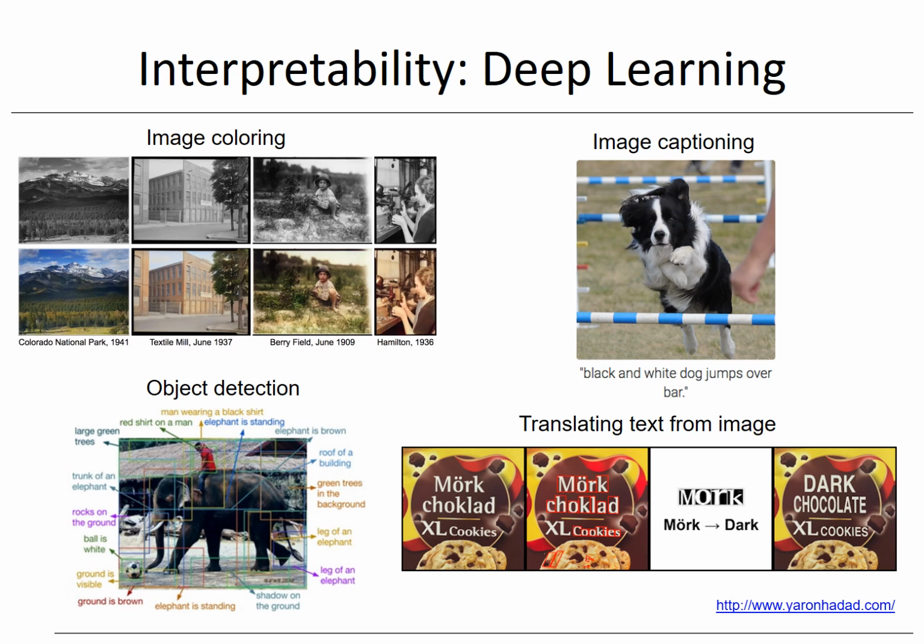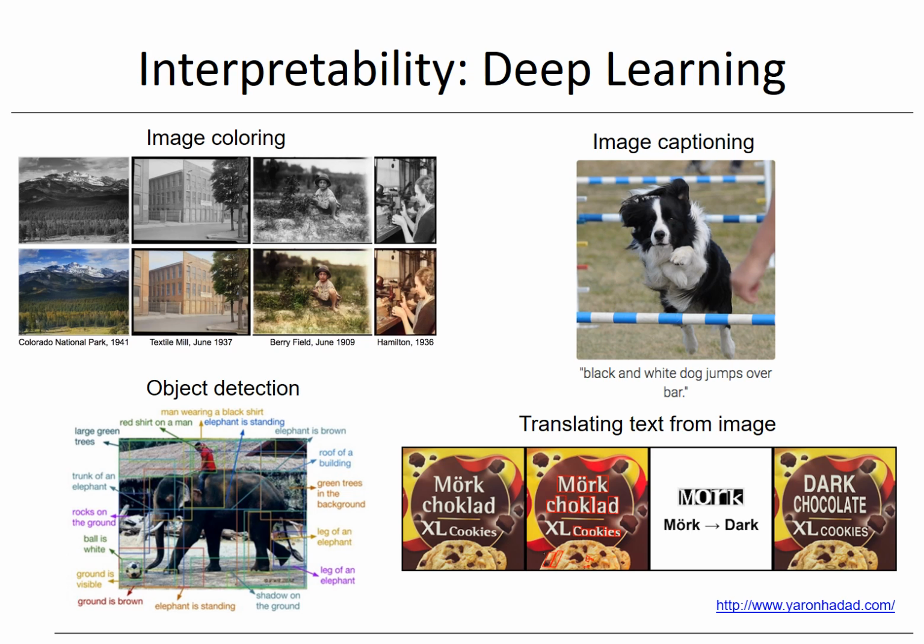Here you can see some examples of applications of deep learning. So to the upper left, you see deep learning can be used for image coloring. So you can feed a black and white image to a deep learning neural network and it will color it for you. It can also be used for image captioning, like in the upper right corner, you can see a dog jumping over a bar. So the fact that there's a dog and a bar in there can be learned by a deep learning neural network.